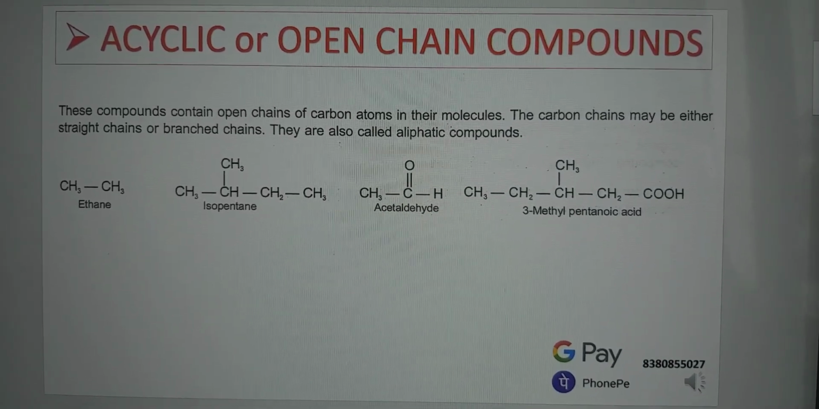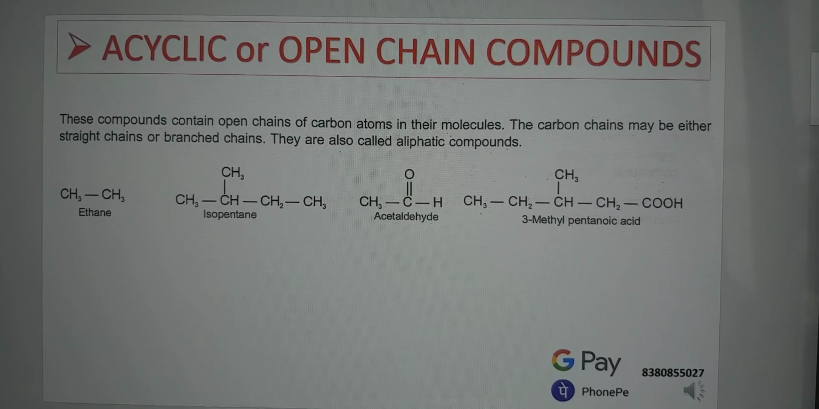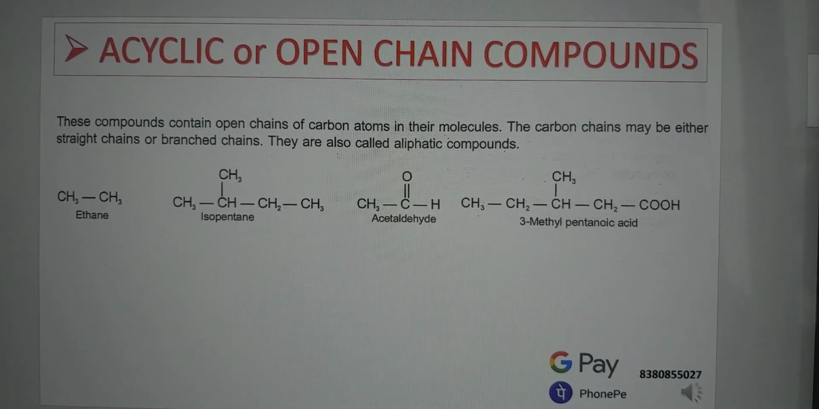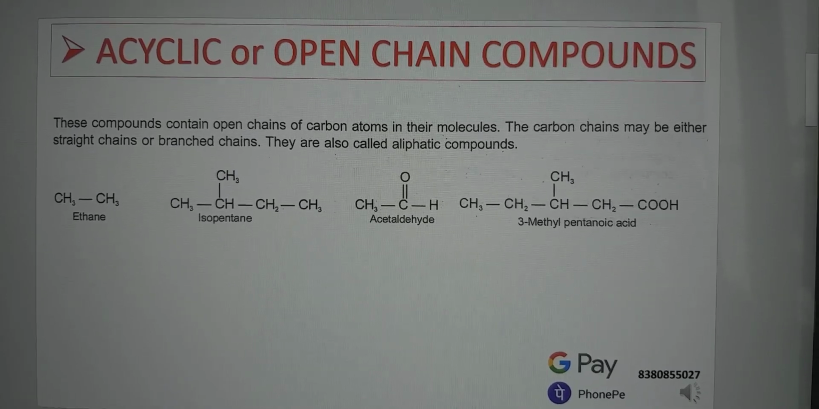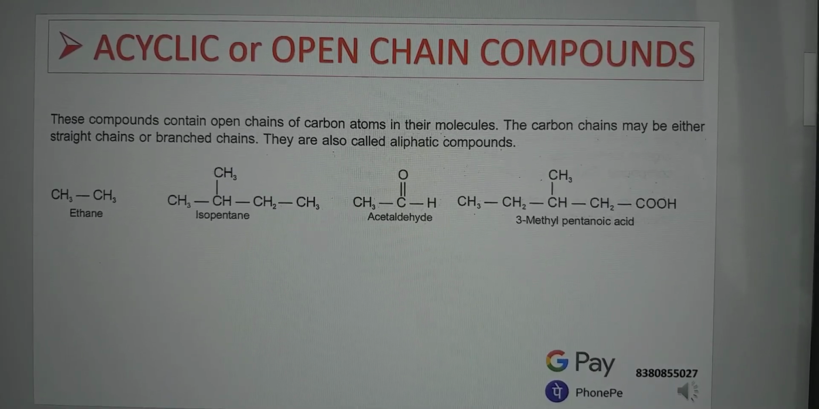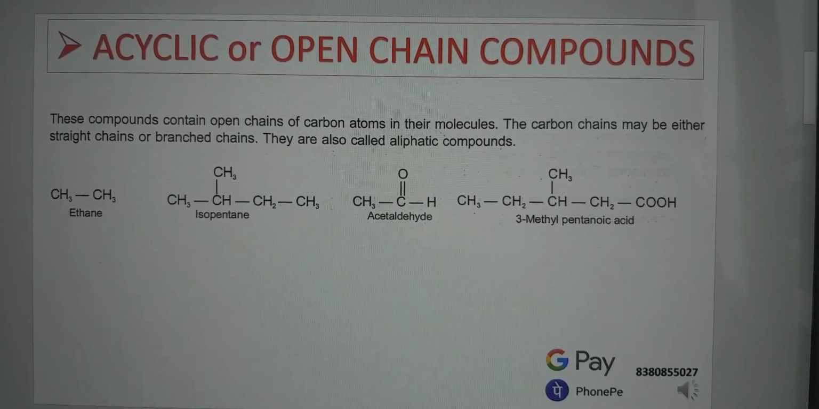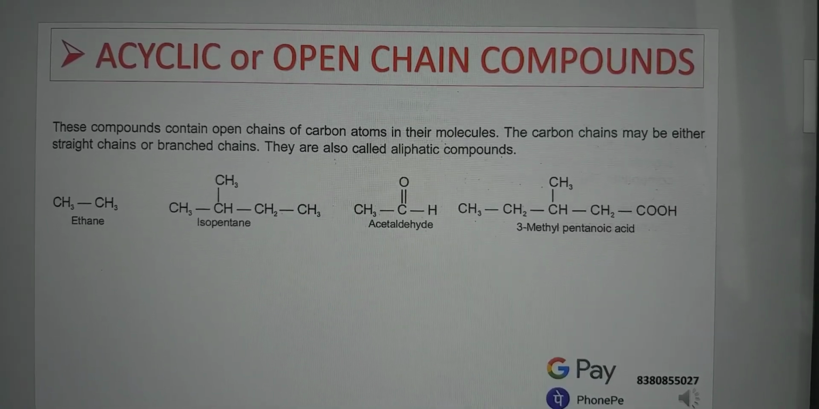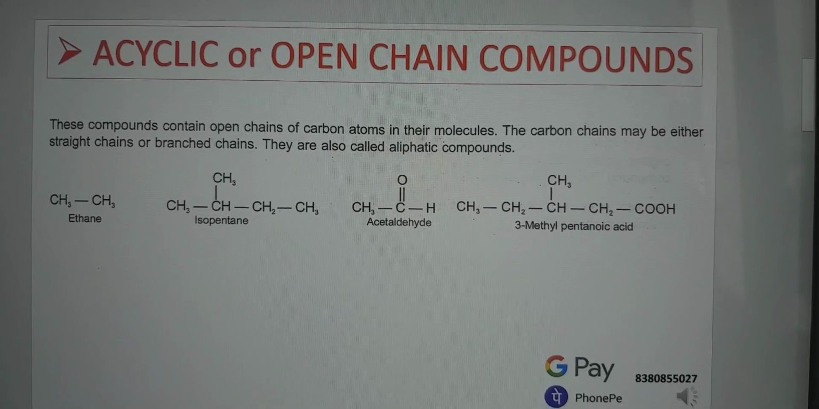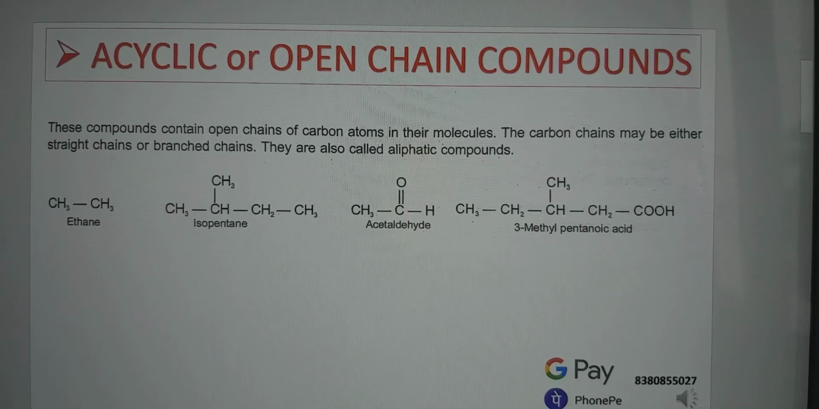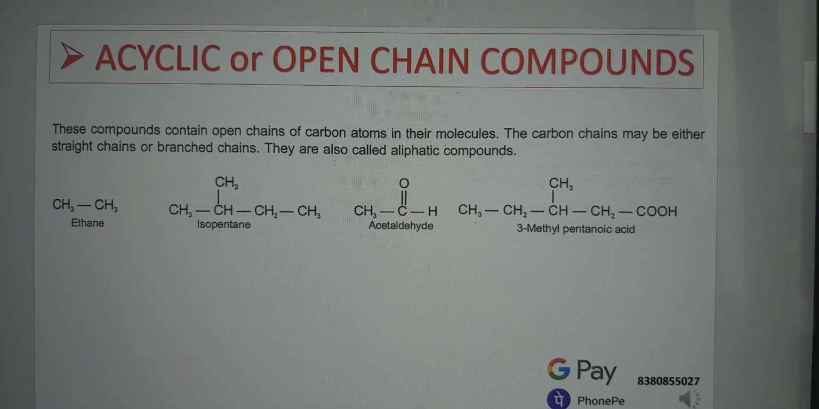Acyclic or open chain compounds. These compounds contain open chain of carbon atoms in their molecules. The carbon chains may be either straight chain. The best example is ethane, CH3 single bond CH3, or branch chains. The best example is isopentane. They are also called aliphatic compounds.